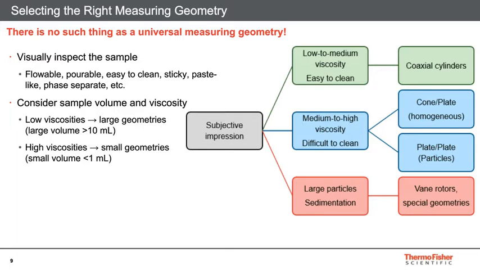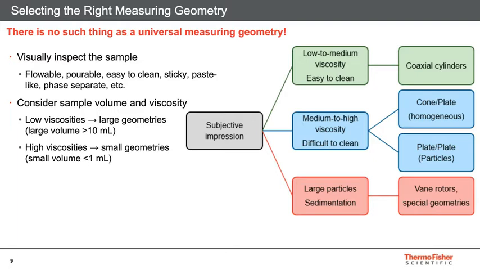However, even if you have a low viscosity material that is sticky, let's say some sort of sugar solution, it's difficult to get out of that coaxial cylinder. The cone and plate or plate and plate type setup is probably a little bit better. If it's going to be medium to high viscosity, that's ideal for the cone and plate or plate and plate. And if you have a limited quantity sample, let's say 1 mil or less, that's not going to be suitable for the coaxial cylinder, so a cone and plate or a parallel plate type setup.